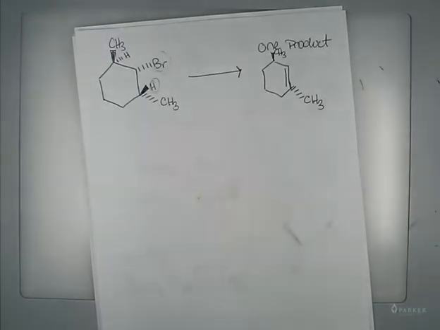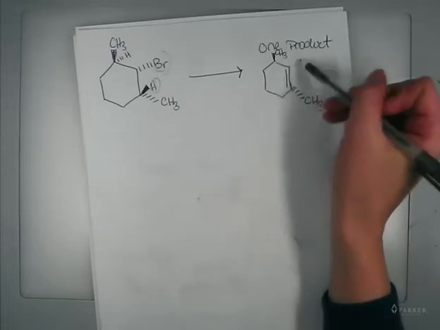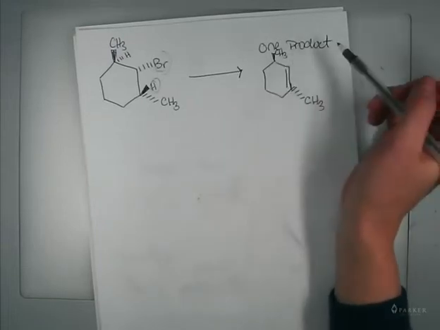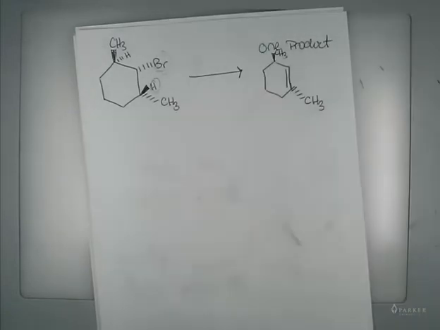So what are the two things that left in this elimination product? H and Br. So you see the bromine's gone. Did I do anything with the methyls? No. So just draw them exactly the same.